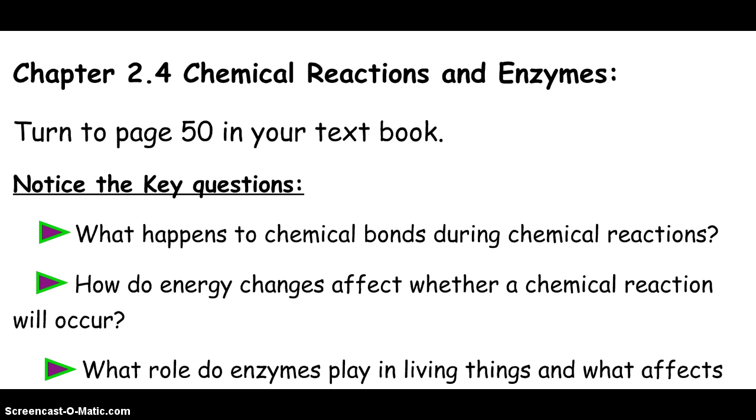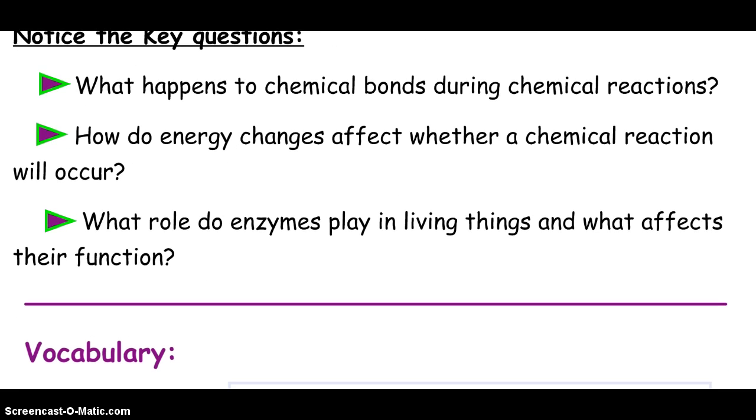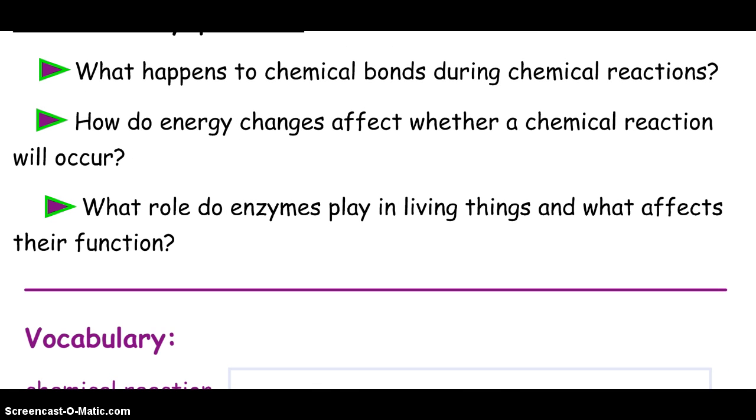Once you're there, I'd like you to just read along with me. Notice the key questions. What happens to chemical bonds during chemical reactions? So we've talked about chemical reactions, and I told you that when you're rearranging atoms, so obviously you're breaking and making bonds, and we're going to talk about those bonds in chemical reactions. And how do energy changes affect whether a chemical reaction will occur? So what that's saying is, how do changes in energy, like how much energy is needed for a chemical reaction to happen, in other words. And so we're going to talk about that.